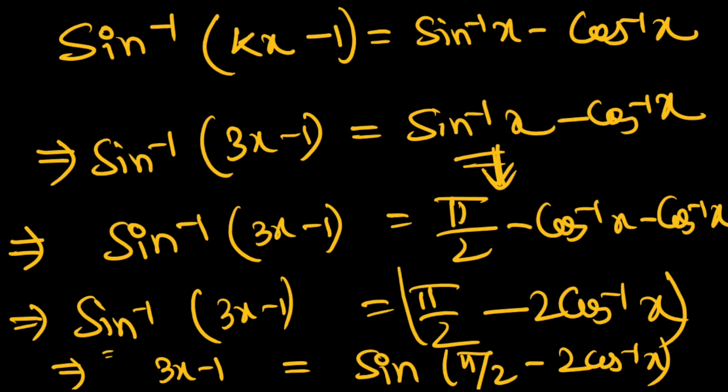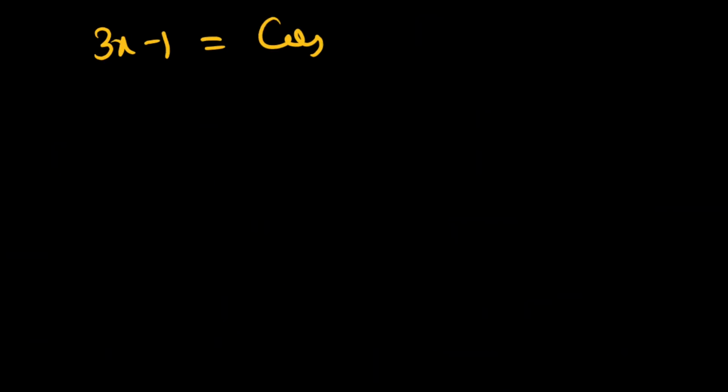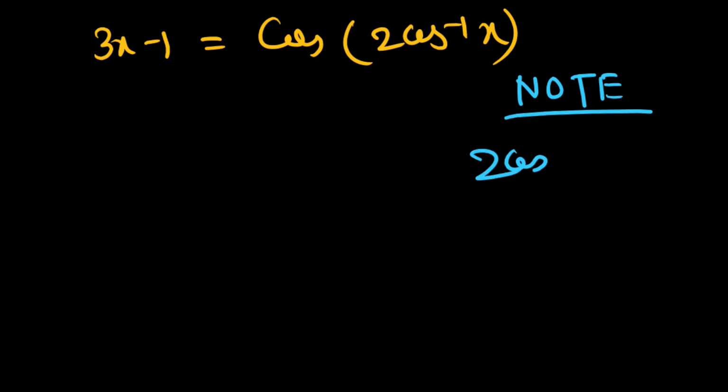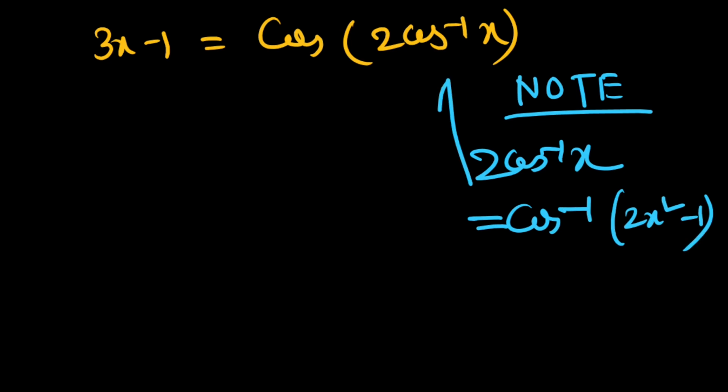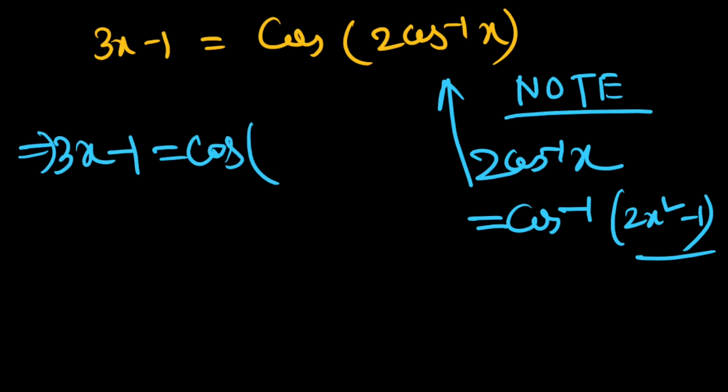Next, since the sine function changes at pi by 2, it changes to cos of (2 cos inverse x). Therefore that is cos of (2 cos inverse x). Now use one formula, which we write as a note: 2 cos inverse x is equal to cos inverse (2x square minus 1). So put the value of 2 cos inverse x as cos inverse (2x square minus 1). Therefore this changes to cos of cos inverse (2x square minus 1).